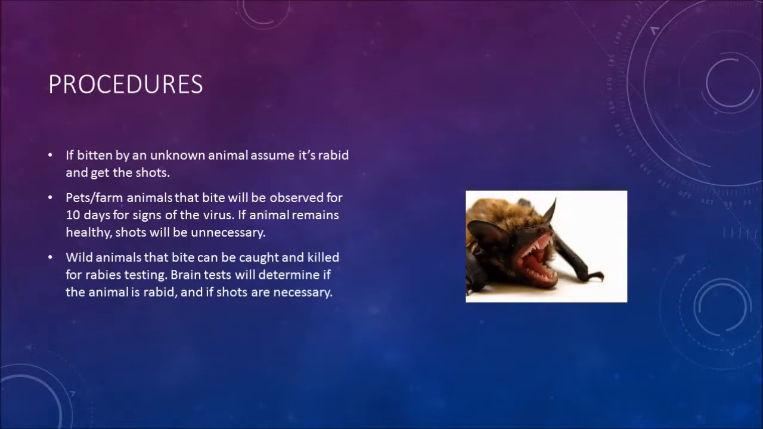And third, if bitten by a wild animal, it will need to be caught and killed, so a test called the direct fluorescent antibody test can be performed on its brain. This test looks for the signs of the virus antigens in the brain tissue, and if they are present, you will need to get the shots.